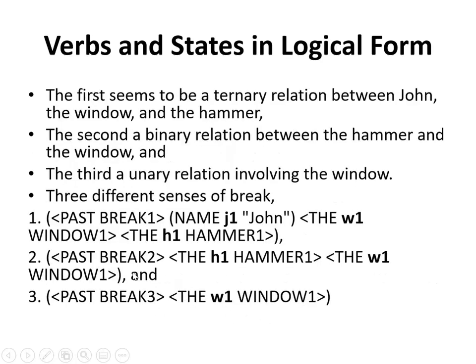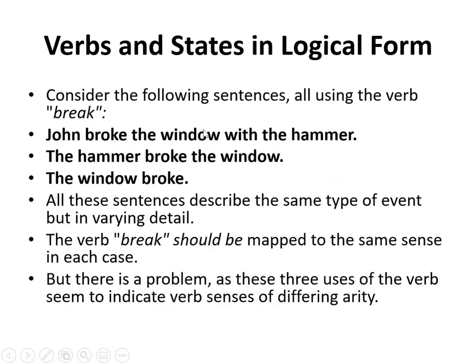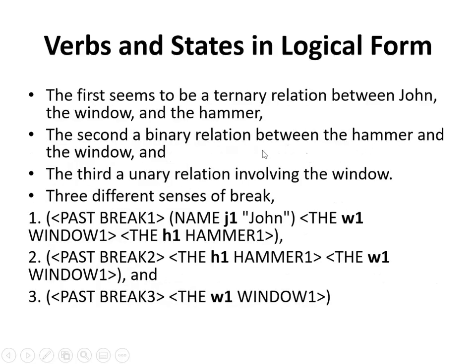The three cases of the verb seem to indicate verb senses of different arity. The first seems to be a ternary relation: you have John, then the window and the hammer in the first sentence. In the second sentence we have the hammer and the window, and in the third we have only a unary relation, that is, the window. So the window broke.